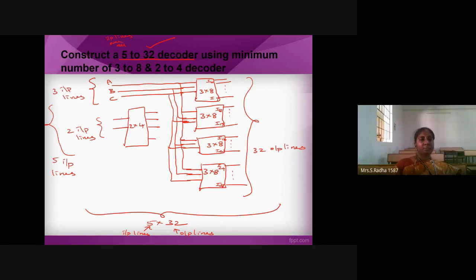Whatever you give here, whether it is 00, 01, 10, 11, will depend on the input you are giving here. The values of D and E will decide which output will be active. Other outputs will be inactive. At one particular time only one output will be active. In the 2 by 4 decoder, only one output can be active at a time.